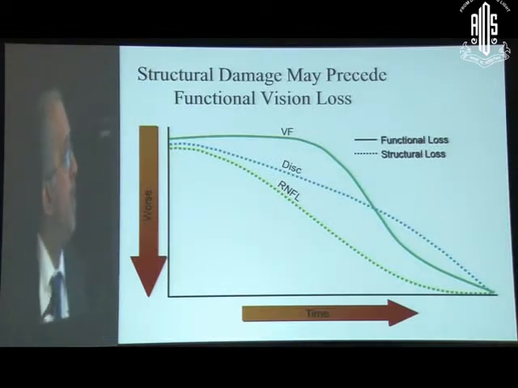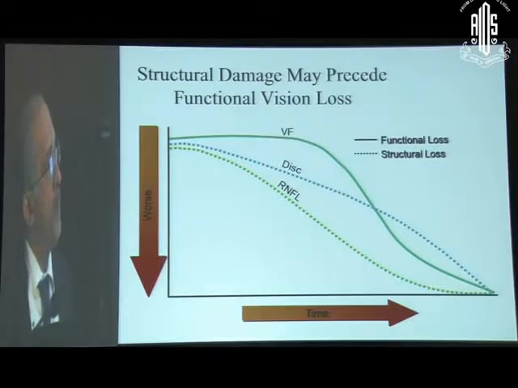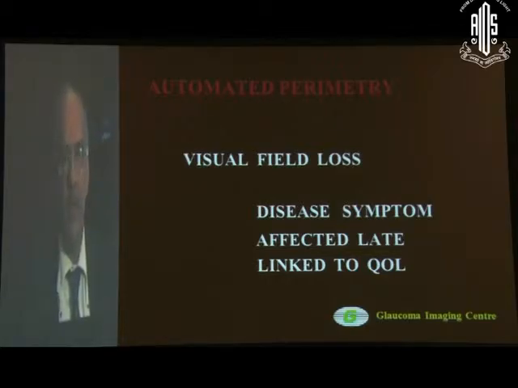And if you see this chart which correlates structural loss with functional damage, you will find that visual field changes happen when 40% of the ganglion cells are lost, even though the disc and the nerve fiber layer changes happen before the functional loss actually can be documented. But visual field loss is an important disease symptom. Because structural damage usually precedes the functional loss, the visual fields are affected late in the course of the disease, and they tend to affect the patient's quality of life.